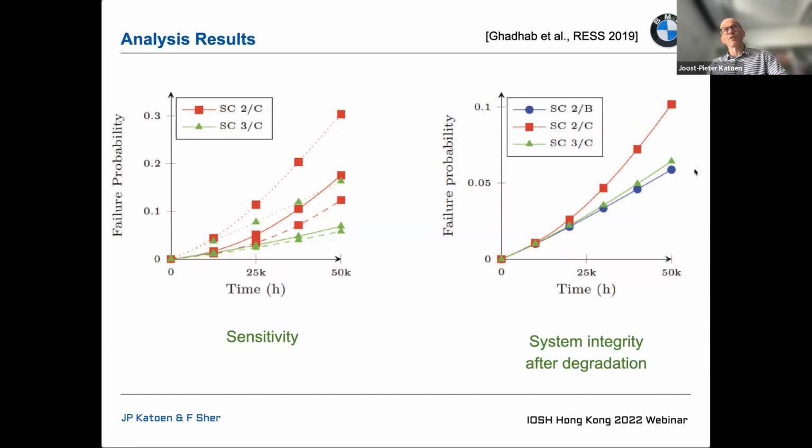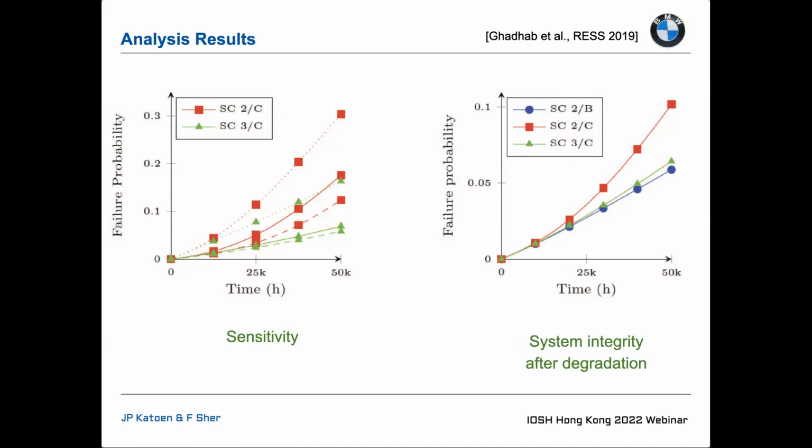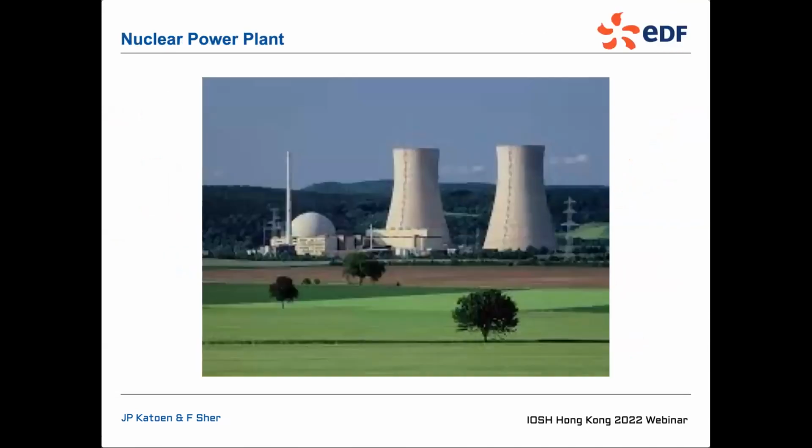And similar on the picture on the right, it says something about what is the integrity after the system has degraded. And also there you see that, again, the green triangled mapping, as well as the blue one, are performing significantly better than, for instance, the red one. So these are the kind of information that you can get analyzing these models.